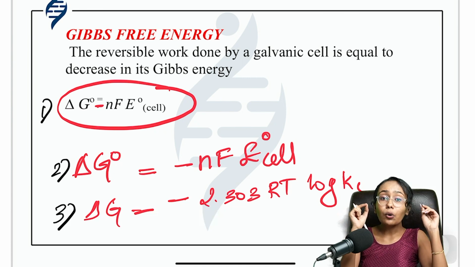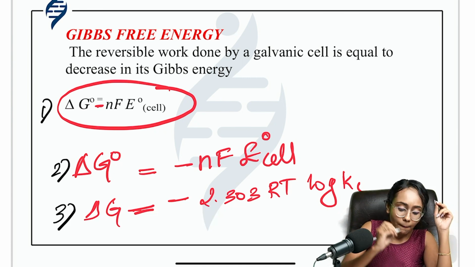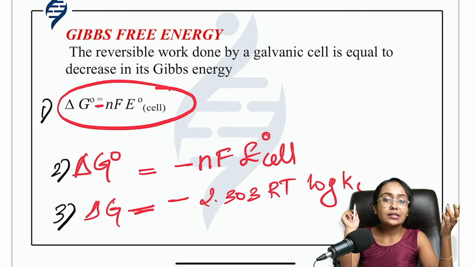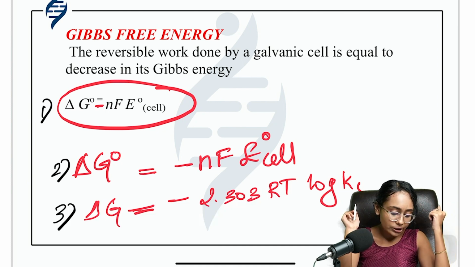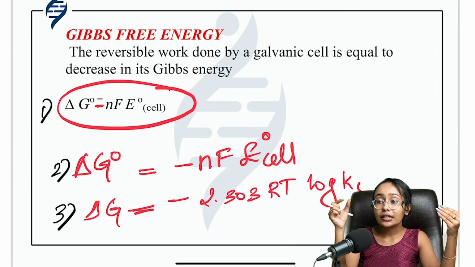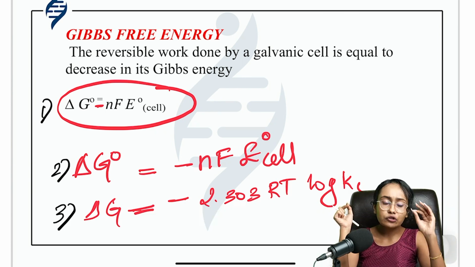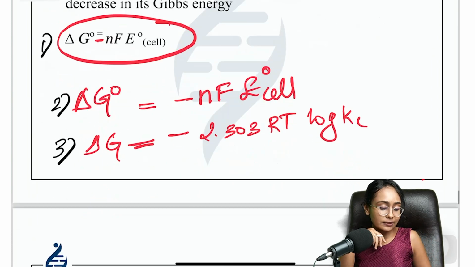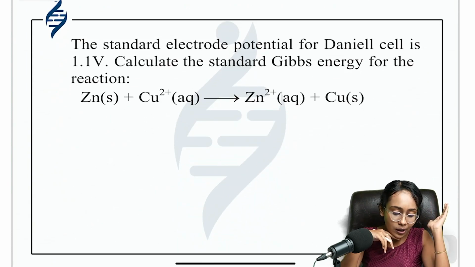Delta G equal to minus 2.303 RT log Kc, where Kc is the equilibrium constant, R is the universal gas constant, T is the temperature, and G is the Gibbs free energy. Keep these relations in mind. Whenever a question is asked where you find the words Gibbs energy, you have to apply either of these three equations. All right, now coming to a question.